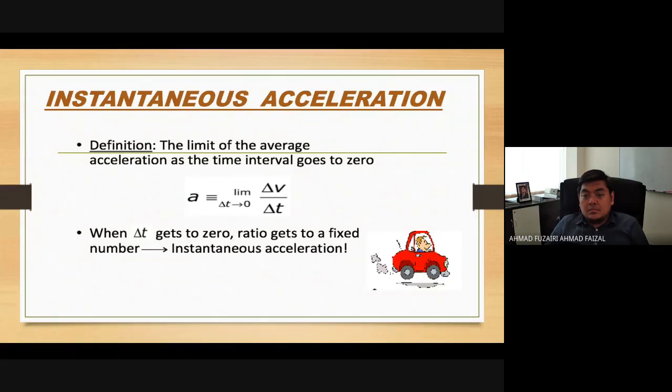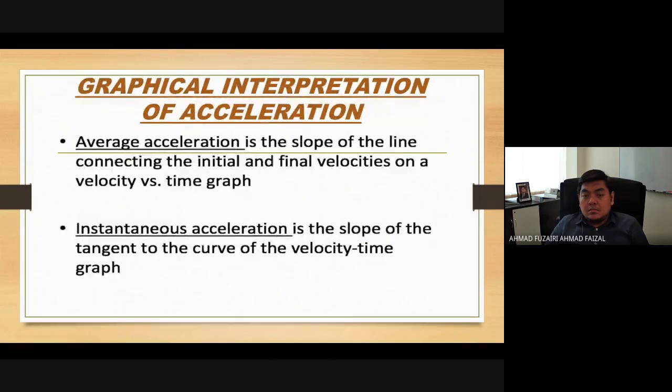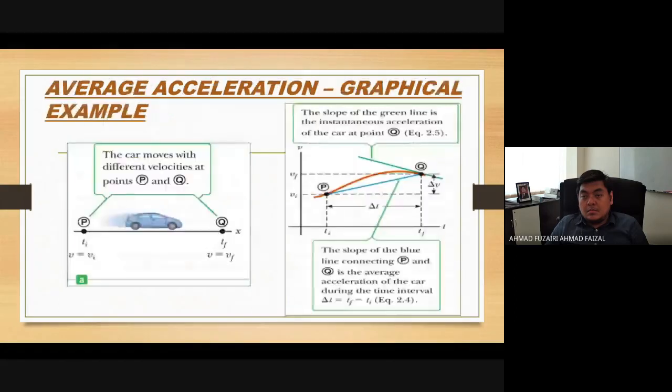To find the average acceleration from the graph, we need to have a graph of velocity versus time. The slope of the line connecting the initial and final velocity represents the magnitude of average acceleration. Meanwhile, the instantaneous acceleration can be calculated from the slope of the tangent to the curve of the velocity versus time graph.